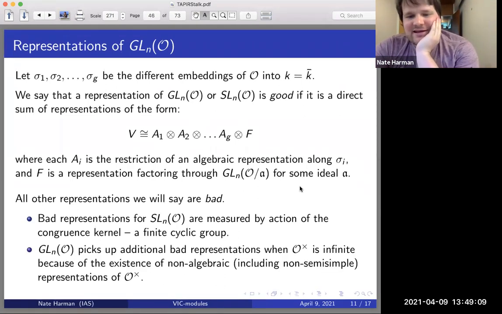For GLN, here's where this infinite unit group can throw a wrench in things. So you now have this extra center, which is itself just a finitely generated abelian group, and that has all sorts of weird representations, right? Including things that are not coming from GLN, the algebraic thing, or factoring through a finite quotient. So we have non-algebraic, non-finite ones, and they're not semi-simple. They're extensions. So that's bad.